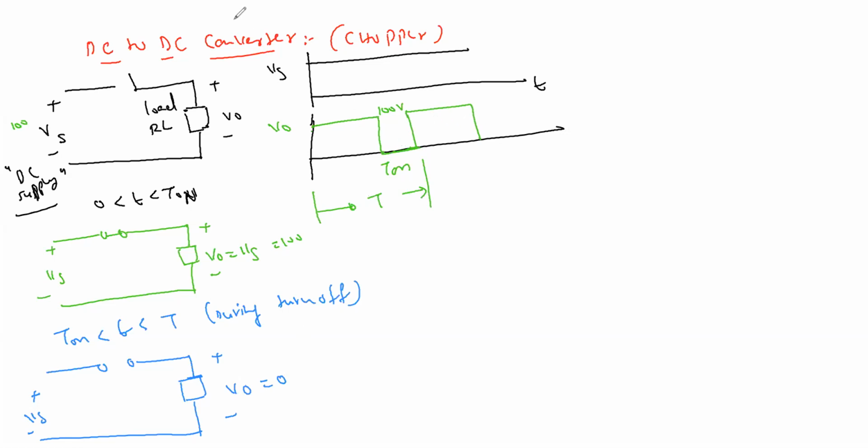So this is T on, this is T off, and total T is here. T on for T, this is the time period, I would say. So if this is continuously switched on and off, how much average voltage will you get? Total V0.